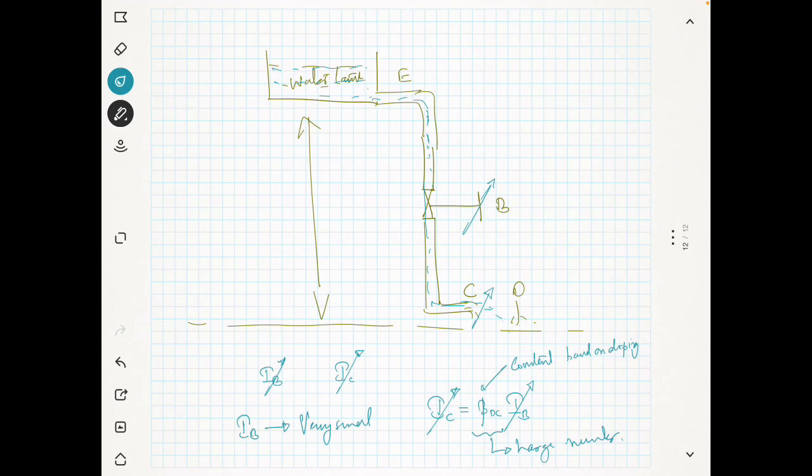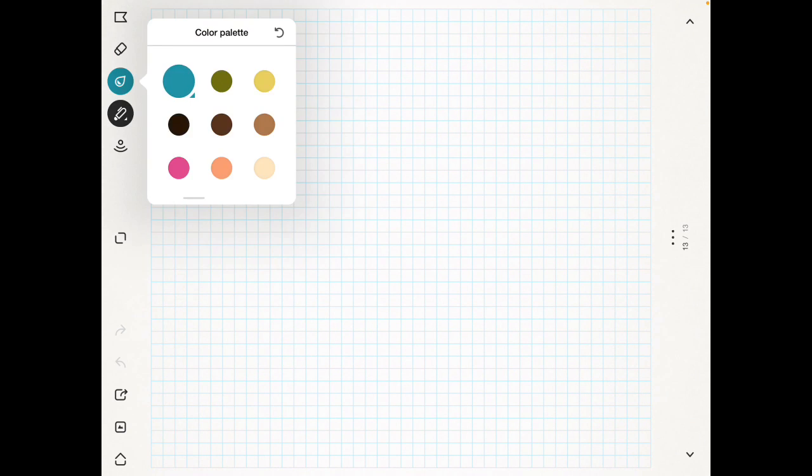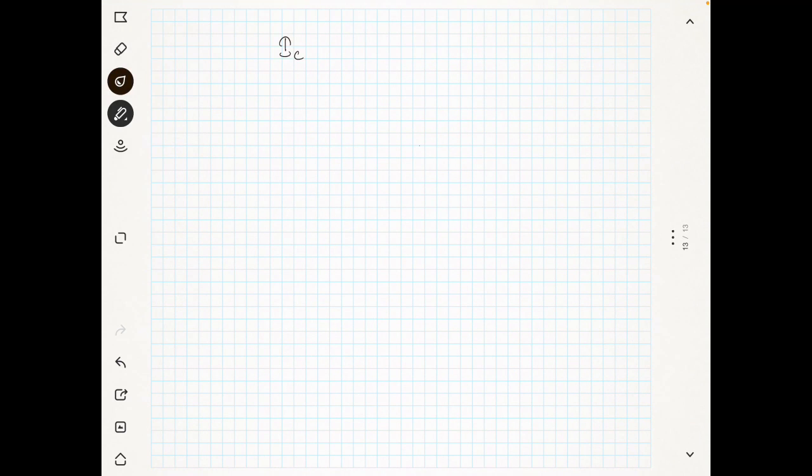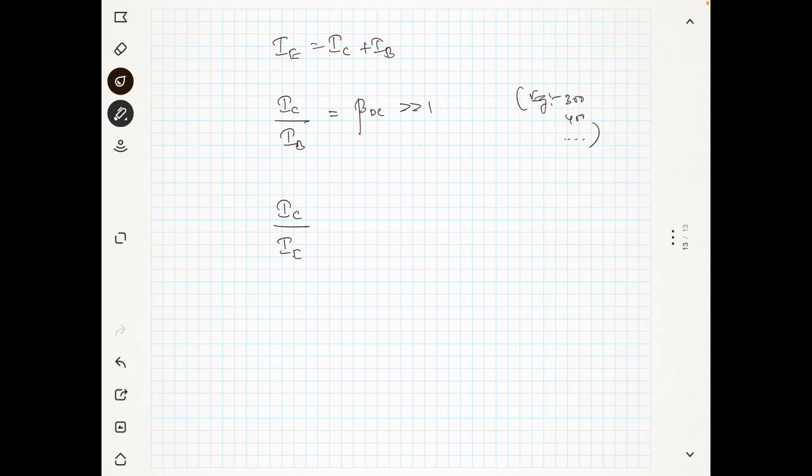Gain. Now you see here, we have seen a lot of equations related to transistors. IE is equal to IC plus IB, and you have also seen IC over IB is known as the beta DC, and it is very much larger than 1. For example, it is 300, 400, etc. And there is one more ratio, which is IC over IE.